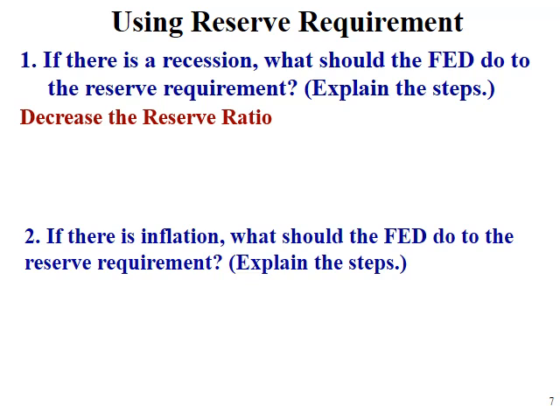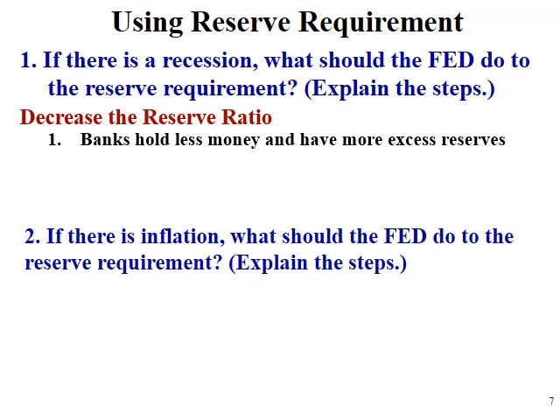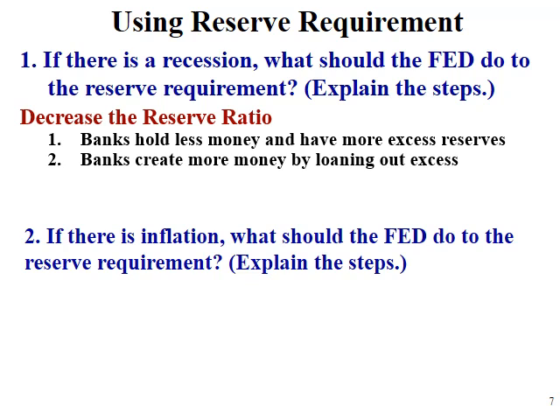To do that, we would want to decrease the reserve ratio. Here's why the Federal Reserve would want to lower the amount that banks have to hold on to, that they could not legally loan out. By decreasing the reserve ratio, banks can have more excess reserves. The amount they have to hold on to is decreased. They can now loan out more money. What that's going to do is create more money, because people can take out those loans. Those loans are going to end up in more banks, and we have that multiplier effect again.